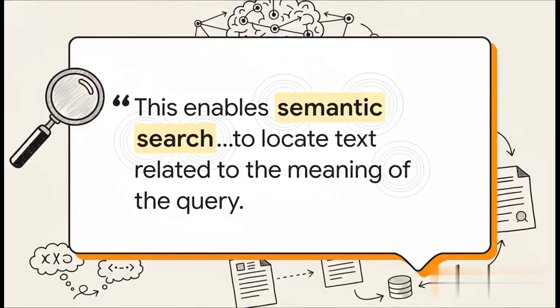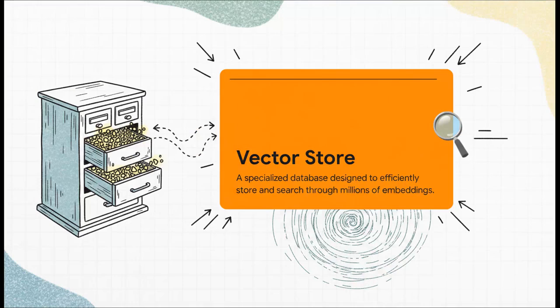And this is a huge leap from old-school keyword searching. Instead of just looking for specific words, the system can now search by meaning. This is called semantic search. It's the reason you can ask a question one way, and the system can find a totally relevant passage that uses completely different words to say the same thing. It's incredible. So where do all these powerful embeddings live?